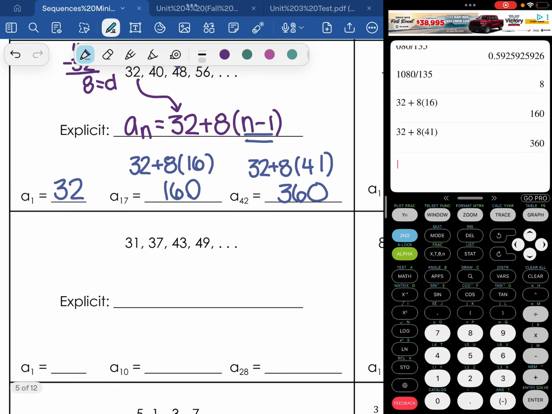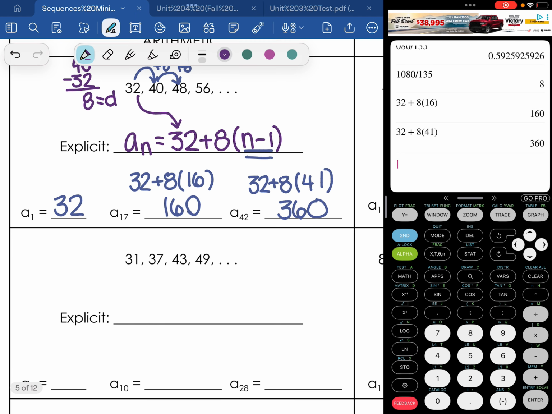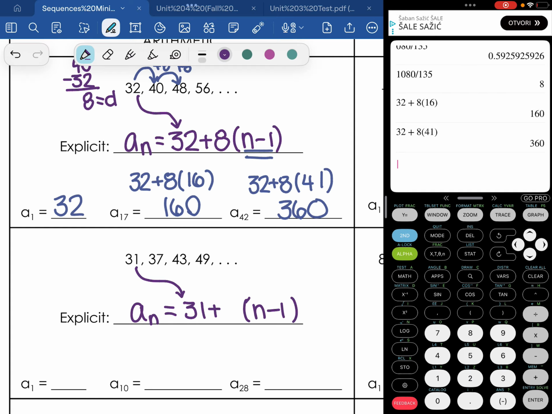So the explicit formula always starts with the nth term, an, equals, and then you always drop that first term down, and then you put plus, and you put your common difference in front of n minus 1 inside of parentheses. To find that common difference, you subtract. 37 minus 31 is 6. So that would be your common difference. And then that first term, 31, that's your A1.